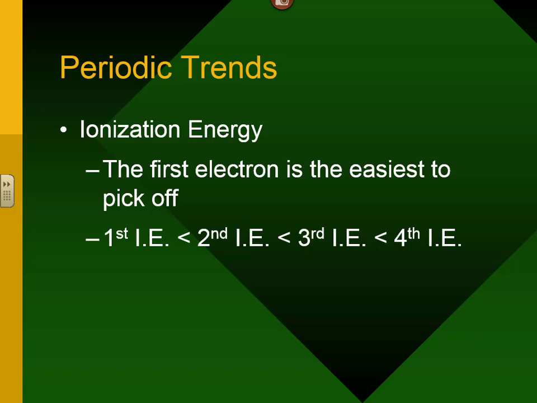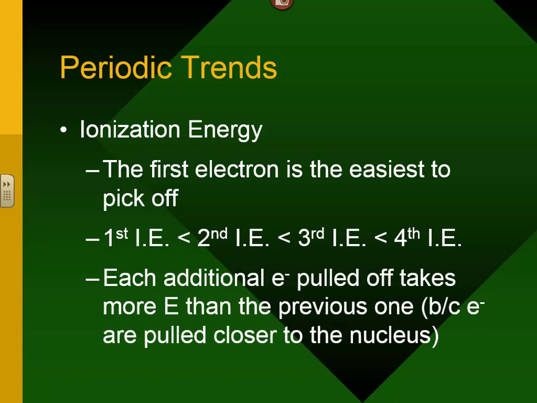Same is true for electrons. The first electron is the easiest to remove. There are a lot left. After that, it gets harder. Each additional electron that is pulled off takes more energy than the previous one because the electrons are pulled closer to the nucleus every time you take one off. The attraction between the nucleus and the electrons gets stronger every time because you have more of an unbalance.